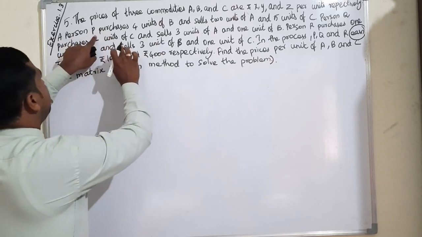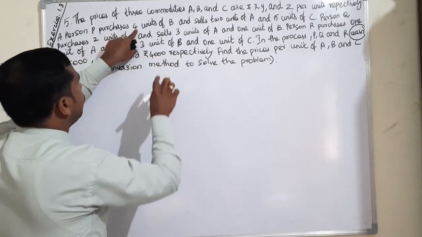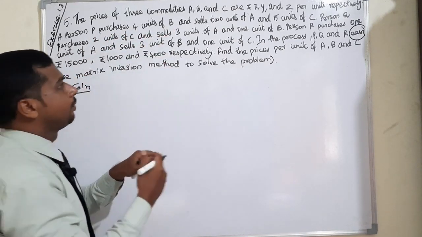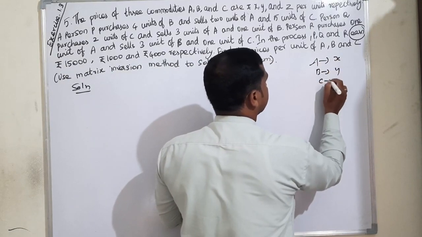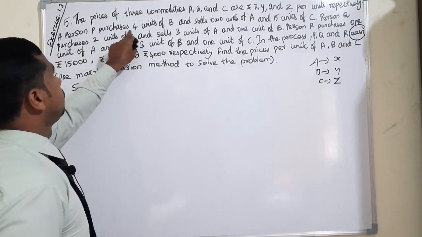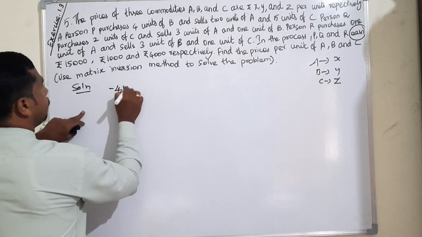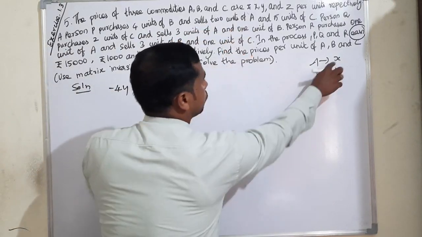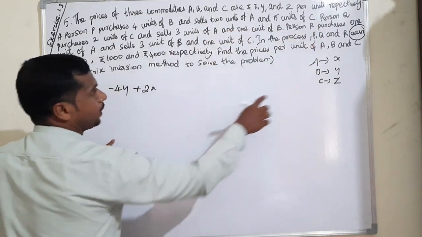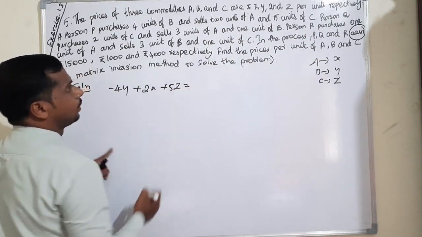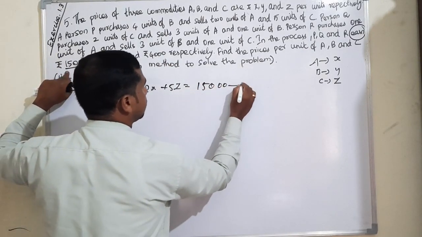Person P purchases 4 units of B. Purchasing means definitely it will be minus. Consider A as X, B as Y, and C as Z. So purchasing means negative sign, so 4 units of B means negative 4y. Then sells 2 units of A, that means 2x. Then 5 units of C means 5z is equal to the earning, P earning 15,000. This is called equation number 1.